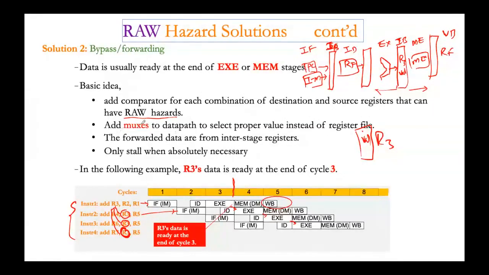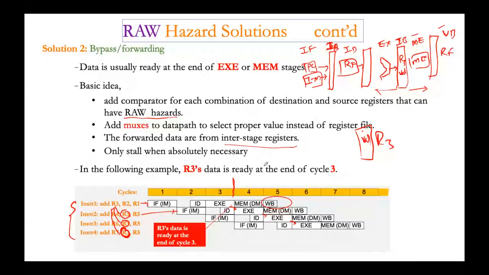So by adding some muxes, the interstage buffers to your data path select the proper value instead of your register file. The forwarded data are from interstage registers. So bypassing the execution of your first instruction, your memory execution stage and write back, the value is forwarded to the next instruction to execute. So that is bypass and forward. So only stall when absolutely required.